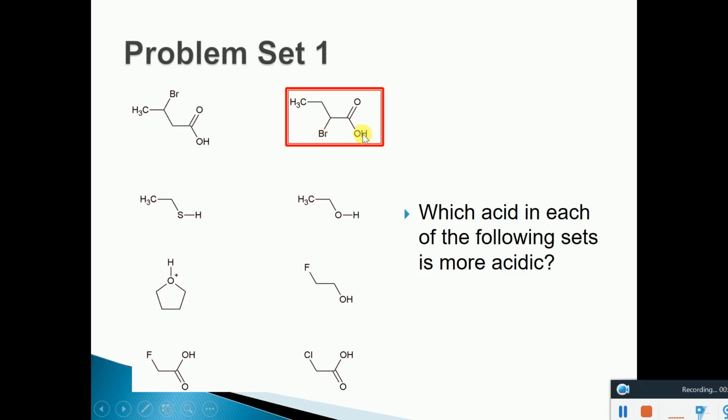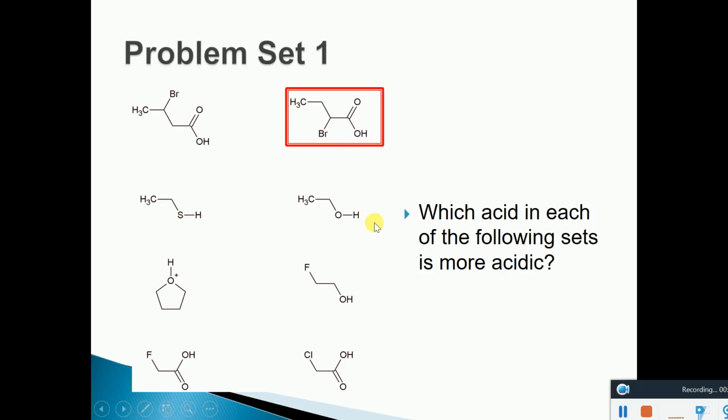Remember, we think about taking off this proton, we think about the conjugate base and how it's stabilized, and there's this big negative charge here, and this bromine can stabilize it, and that's called the polar effect. This one is farther away, so it's not going to do as much as this bromine because it's closer. So let's look at the next one.